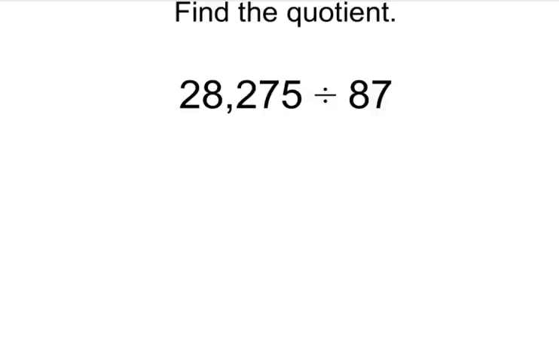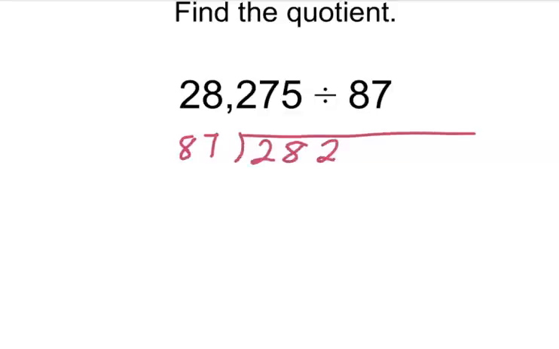All right, quarter two, week 8, day 2. Find the quotient. All right, so we're going to divide 87 into 28,275. So I'm just going to go ahead and write that out. 87, divide that into 28,275. I have no idea whether I'm going to need decimals, so let's go ahead and put those there.